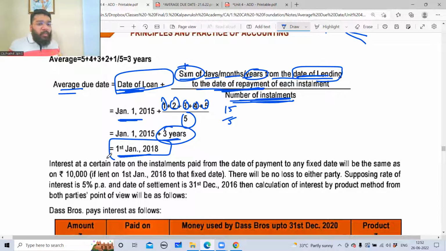Are you clear with this? So 1/1/18 is that date on which if you make the payment, Das Bros will get 10,000 full lump sum payment, as well as he'll get the original interest of 1,500 as agreed. Now, this is a different question: if Kumaranson further delays and makes the payment on 1/1/19, then for the extra 1 year, he has to pay extra interest. Are you able to follow? So that is a different question. Now, this given set of question can be solved in 2 ways. In both the methods, we got the same answer.